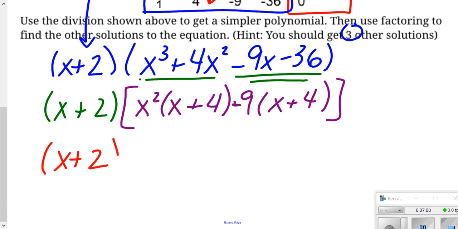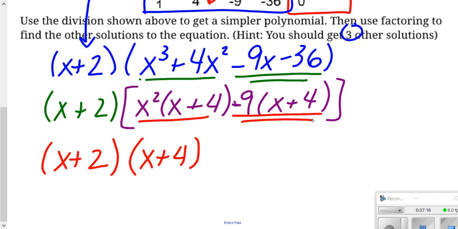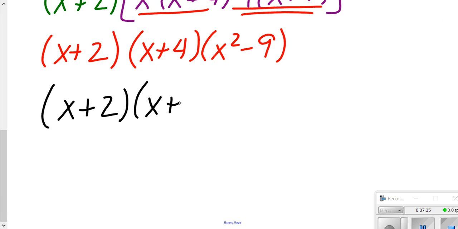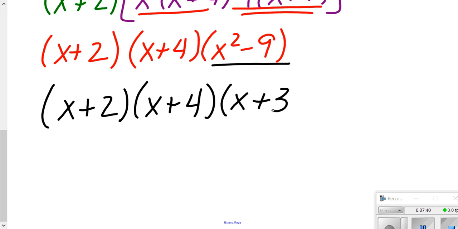So x plus 2 is one of the factors. Look at the part in purple. x plus 4 is a common factor in this part and this part, which leaves me with x squared minus 9. I can't read my own handwriting sometimes. Sad. x squared minus 9 is the other factor. That blob is just a blob, not a plus. Okay, and then I think I can factor more. x plus 2, x plus 4, carrying along. This is a difference of squares. x plus 3 and x minus 3.